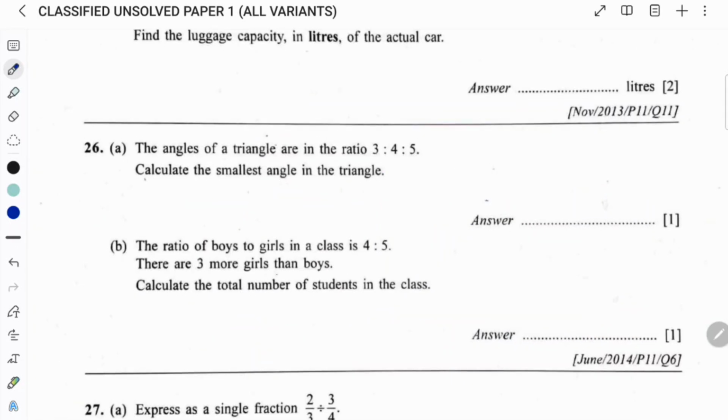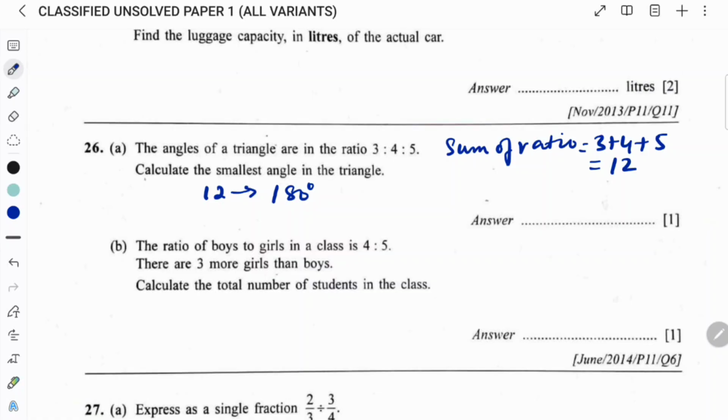All right, now question number 26, a ratio question again. The angles of a triangle are in the ratio 3:4:5. Calculate the smallest angle in the triangle. So we know that 180 degrees is the total angle in a triangle. We'll find the sum of the ratio, or the total ratio, which is 3 plus 4 plus 5, equal to 12. 12 ratio is representing 180 degrees for a triangle. Remember, if it is a different shape, then the sum of the angles will be different.